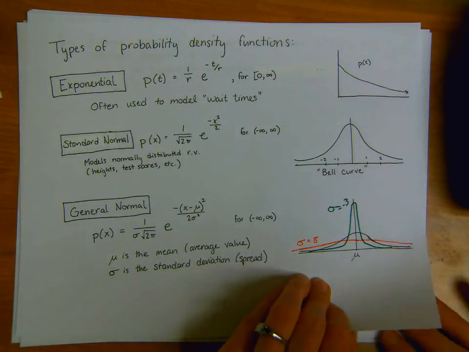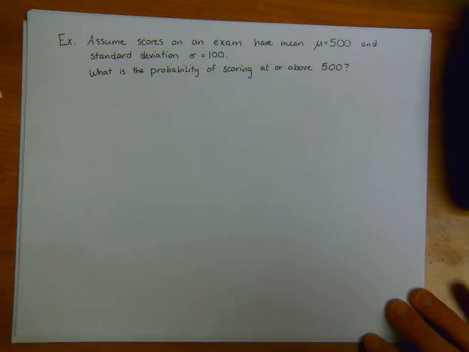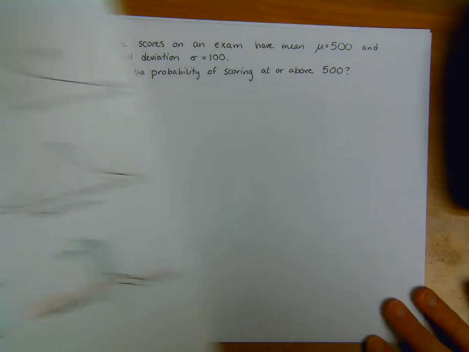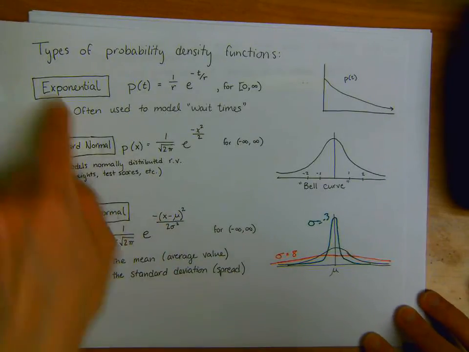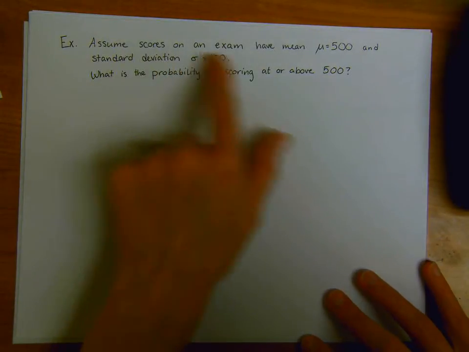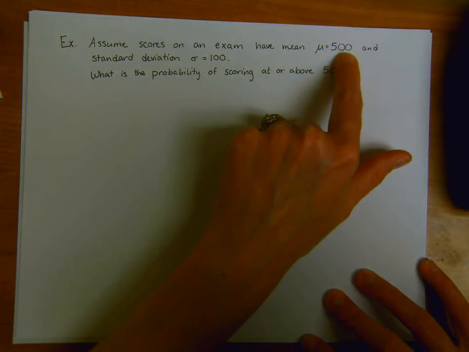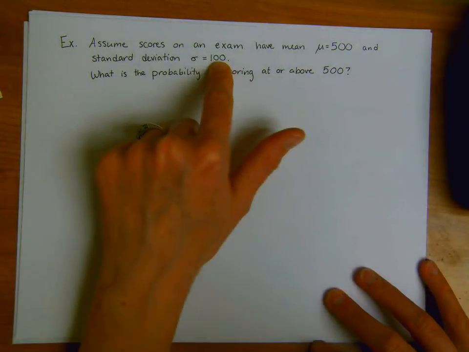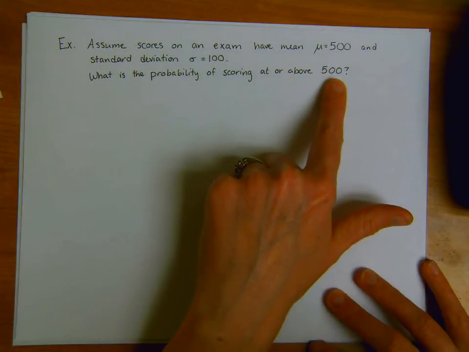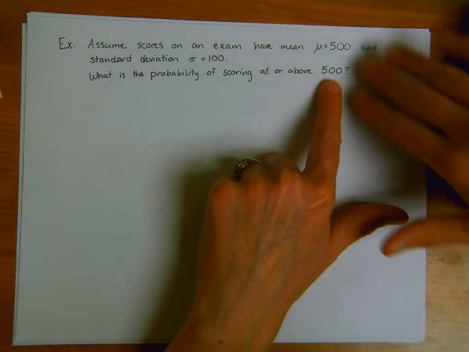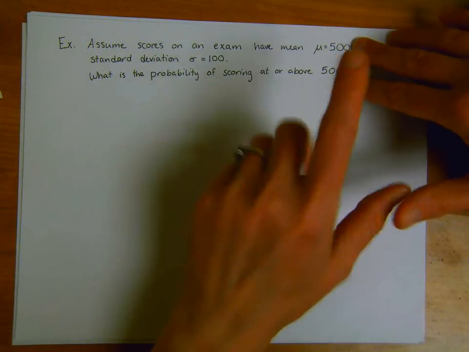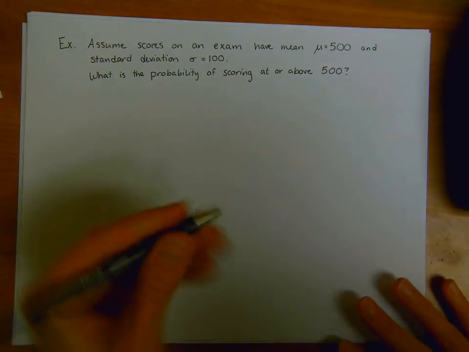So we're going to finish up with one final example of looking at a general normal distribution instead of an exponential distribution. So let's say that we have exam scores with a mean of mu equals 500 and a standard deviation of 100, and we want to know what's the probability of scoring at or above 500. There are a couple of liberties that we take with describing exam scores in terms of a probability density function. This is something from a theoretical perspective that I want to point out.